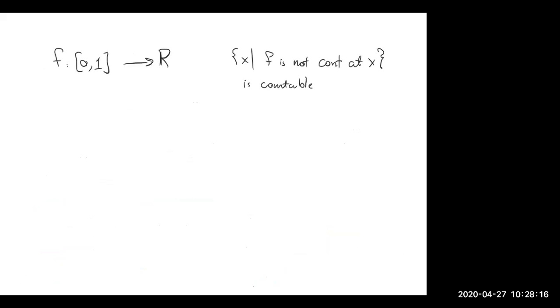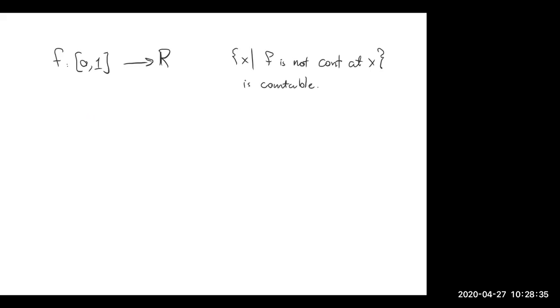So if we look at the function f from 0 to 1 to R, the set of points x where f is not continuous at x is countable. That's the first thing to note. The second thing is that we should show this integral converges. This integral doesn't diverge to infinity. So in the previous example, f of x equals 1 over x, the integral goes to infinity. We should show this doesn't happen here, okay?